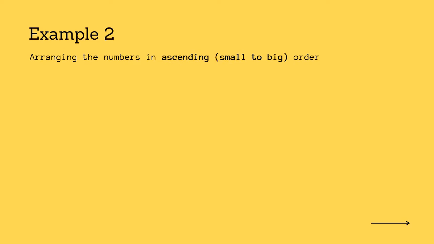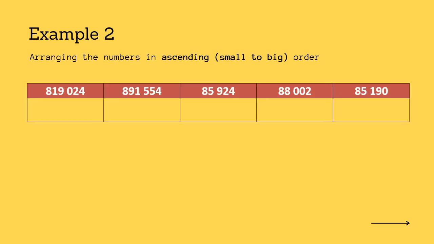Next, example 2, arrange the numbers in ascending order from small to big. This time there's a mixture of bigger numbers and smaller numbers. So nevertheless, we're just going to follow the steps to success for today. We're just going to do this very slowly, step by step.